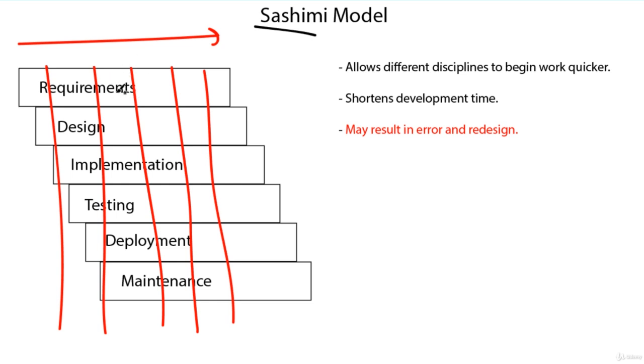In the next step over here, we're now doing everything. We're slicing all of it at the same time. And then down here, we slowly taper off until we're just in the maintenance phase. And again, this helps us because it allows different disciplines to begin working quicker. It also shortens the development time.